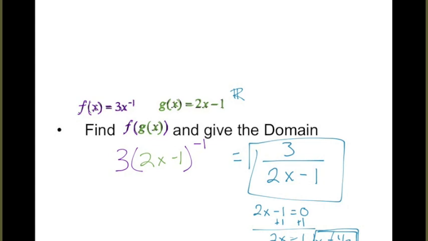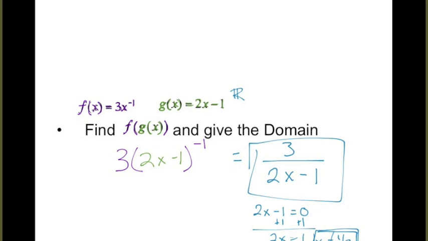Yep. So yesterday our 2 questions for domain were if there's any division and if there's any even roots. So this problem has division, and the issue with division is that we're not allowed to divide by 0. So we want to set the bottom of the fraction equal to 0 and find out when that would occur. Okay. And there's no even roots in this one, so we don't have to worry about that.